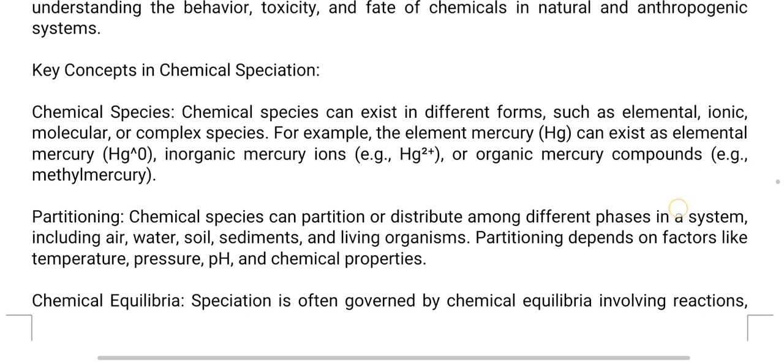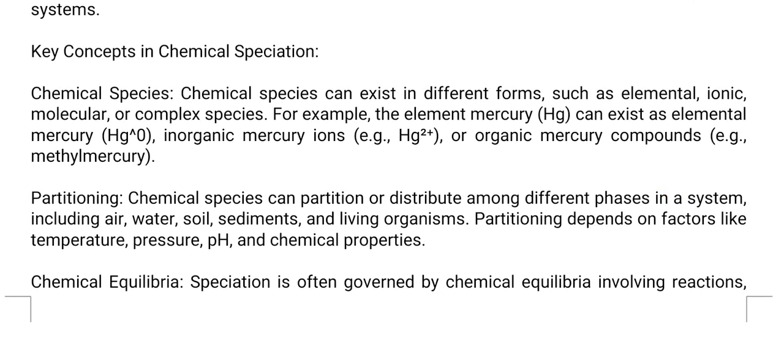Key concepts in chemical speciation. Chemical species can exist in various different forms such as elemental, ionic, molecular, or complex species. For example, the element mercury can exist as elemental mercury, inorganic mercury ions, or organic mercury compounds.